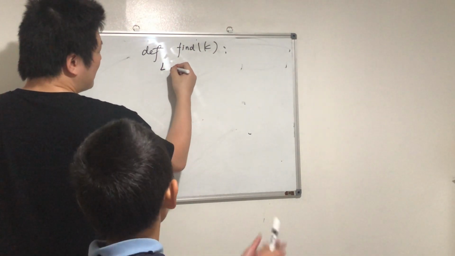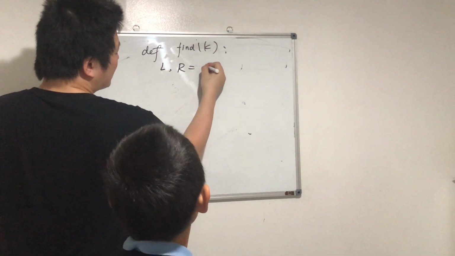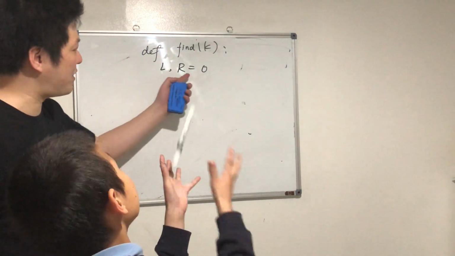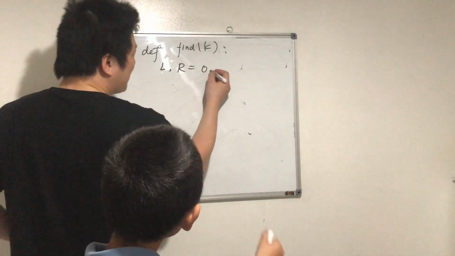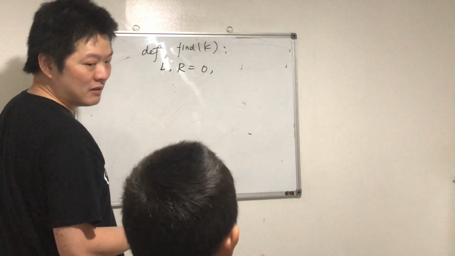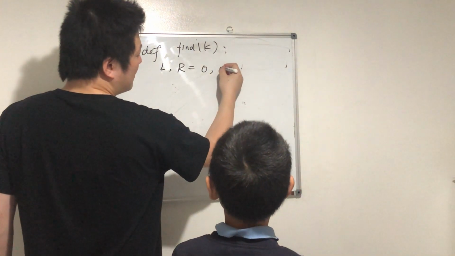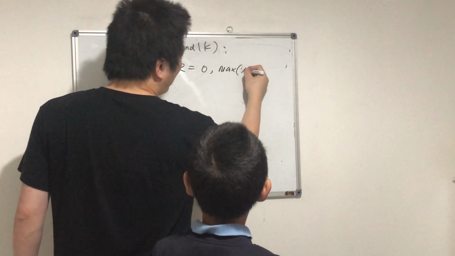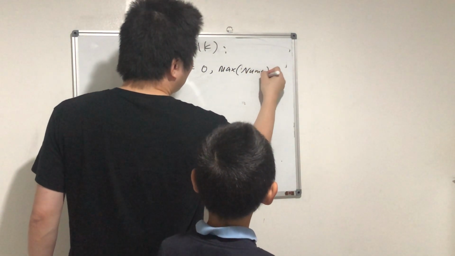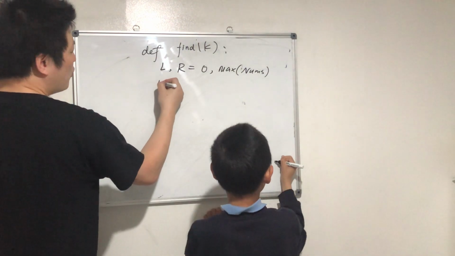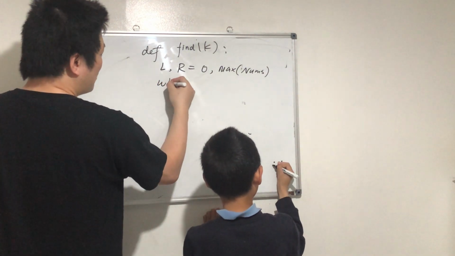The left equals 0, okay? The smallest k will be 0, right? The maximum k will be what? Tell me. The k is max of nums. I just told you, max of nums, right? Max nums.